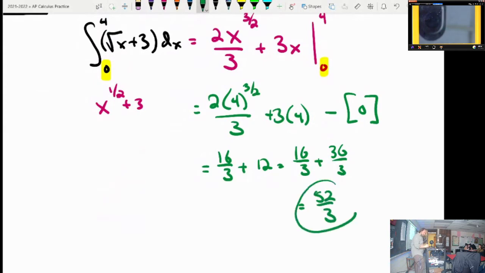And I like that answer the best. So far, this is the longest problem on the review.